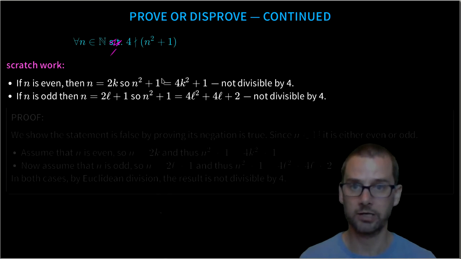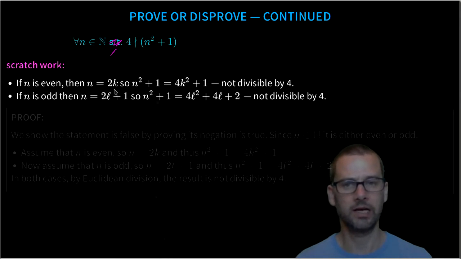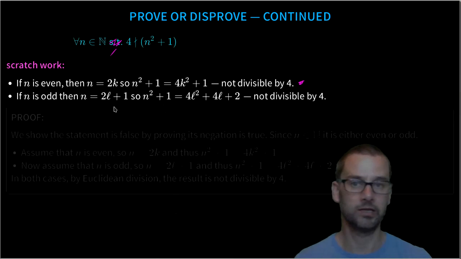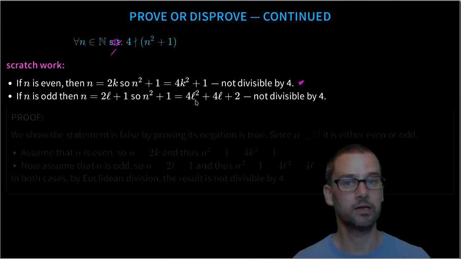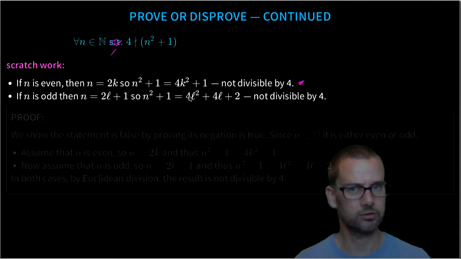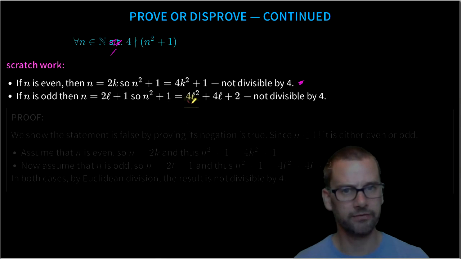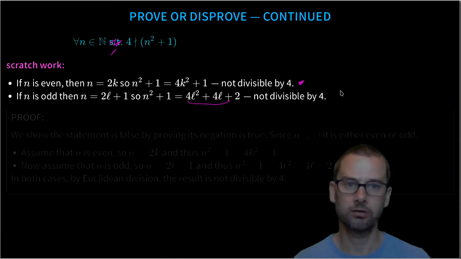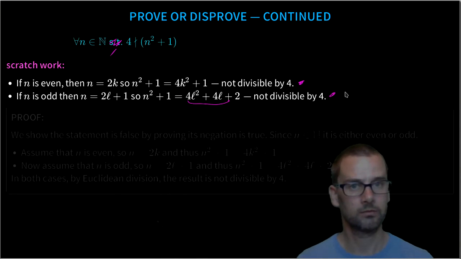So again, some scratch work. If n is even, n is 2k, so n squared plus 1 is 4k squared plus 1. So it's 4 times an integer plus 1, not divisible by 4. If n is odd, n is 2l plus 1. So n squared plus 1 is 4l squared plus 4l plus 2. Just doing the algebra. And so again, because it's 4 times an integer plus 2, it's not divisible by 4.